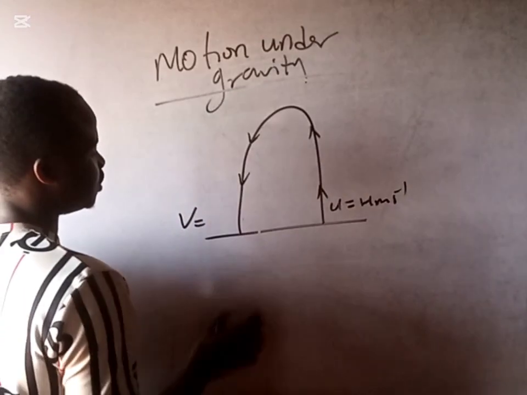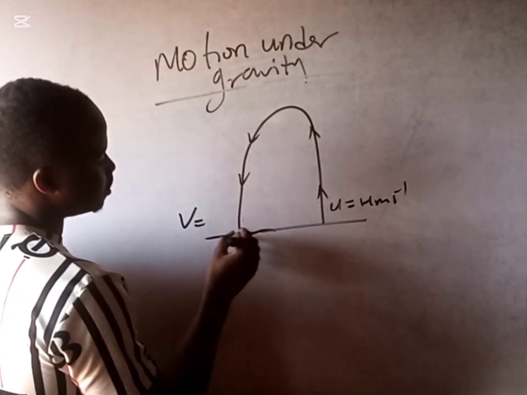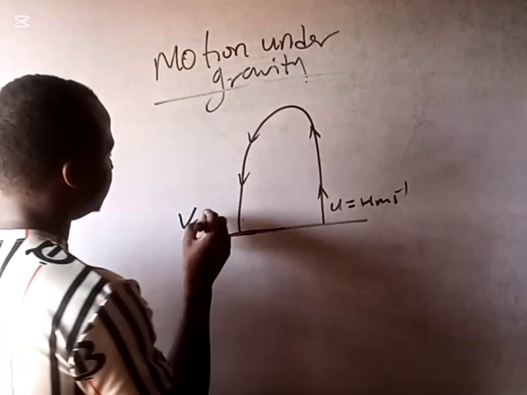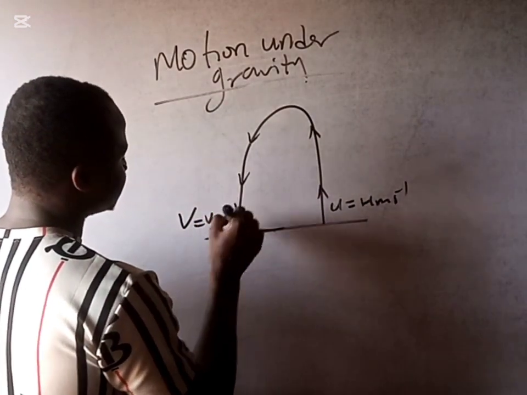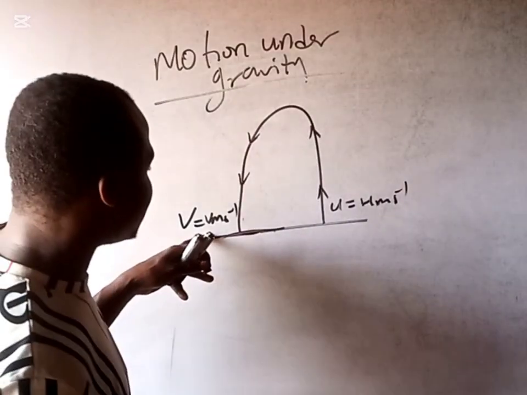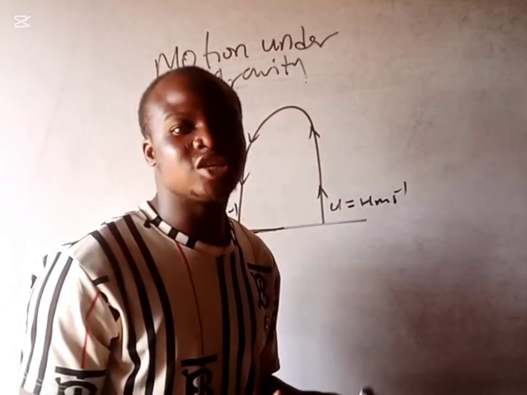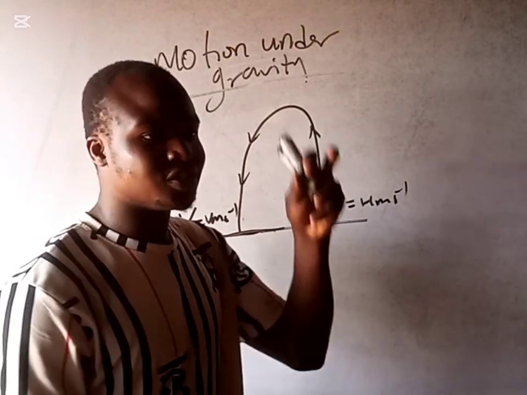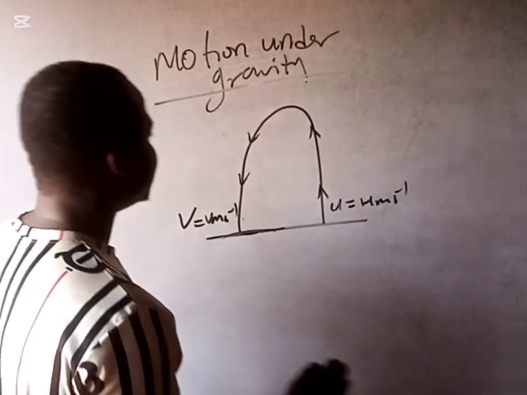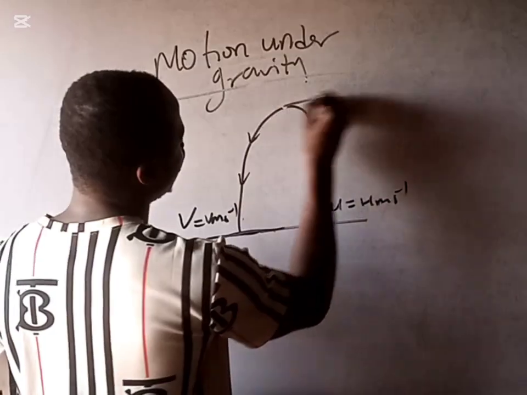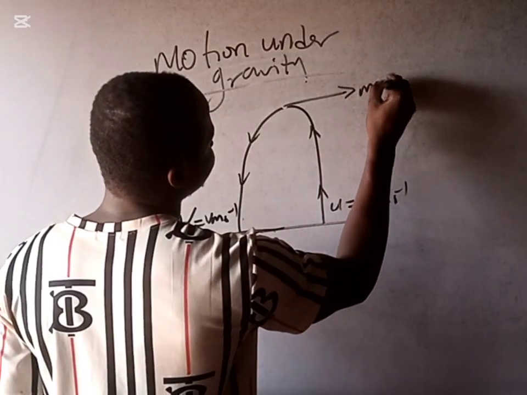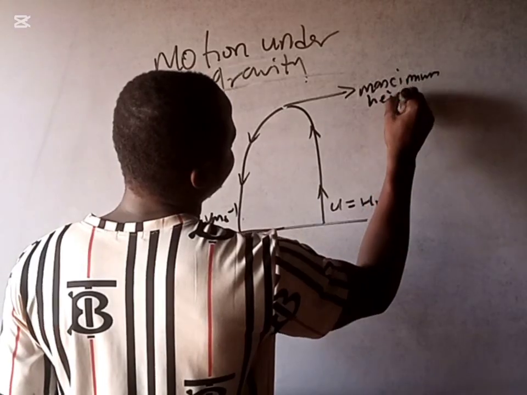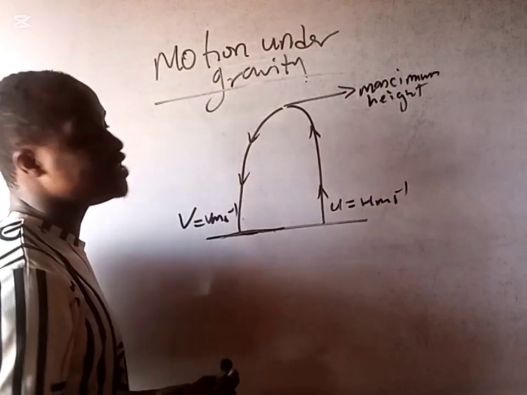the landing velocity, or the velocity at which the object reaches the ground, is called final velocity, V meters per second. Final velocity is the velocity at which the object reaches the ground. Initial velocity is the velocity at which the object kicks off from the ground. Now, this place is called the maximum height.